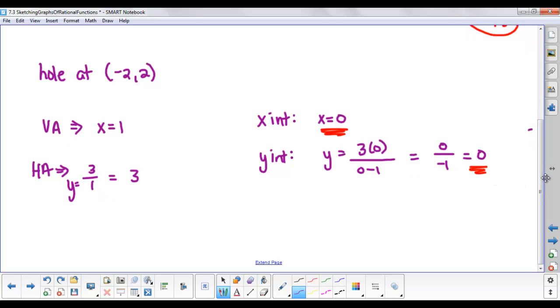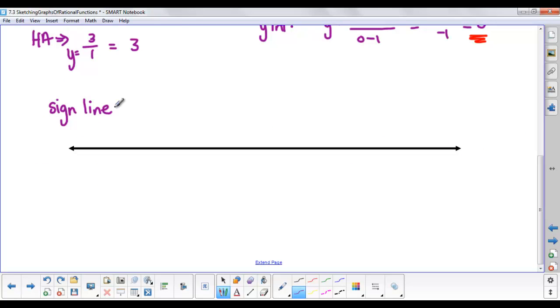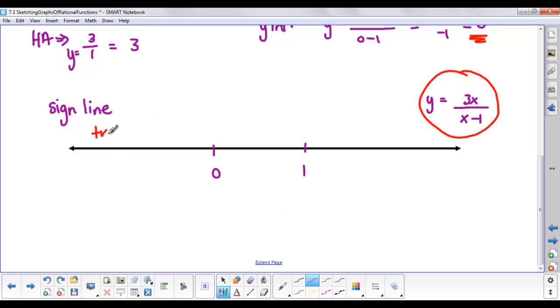Okay, so once we have these 5 things, now we're ready to go ahead and make a sign line. And again, remember the only things that go on the sign line are the x-intercepts and the vertical asymptotes. So again, just to remind you, our function really is just 3x over x minus 1. Okay, so let's do some test values. Let's try anything less than 0, so we'll try x equals negative 1. When we actually go sub that in, 3 times negative 1 actually makes a negative number in the numerator, and in the denominator, negative 1 minus 1 is actually negative. So altogether, we end up with 2 negatives, giving us a positive value.